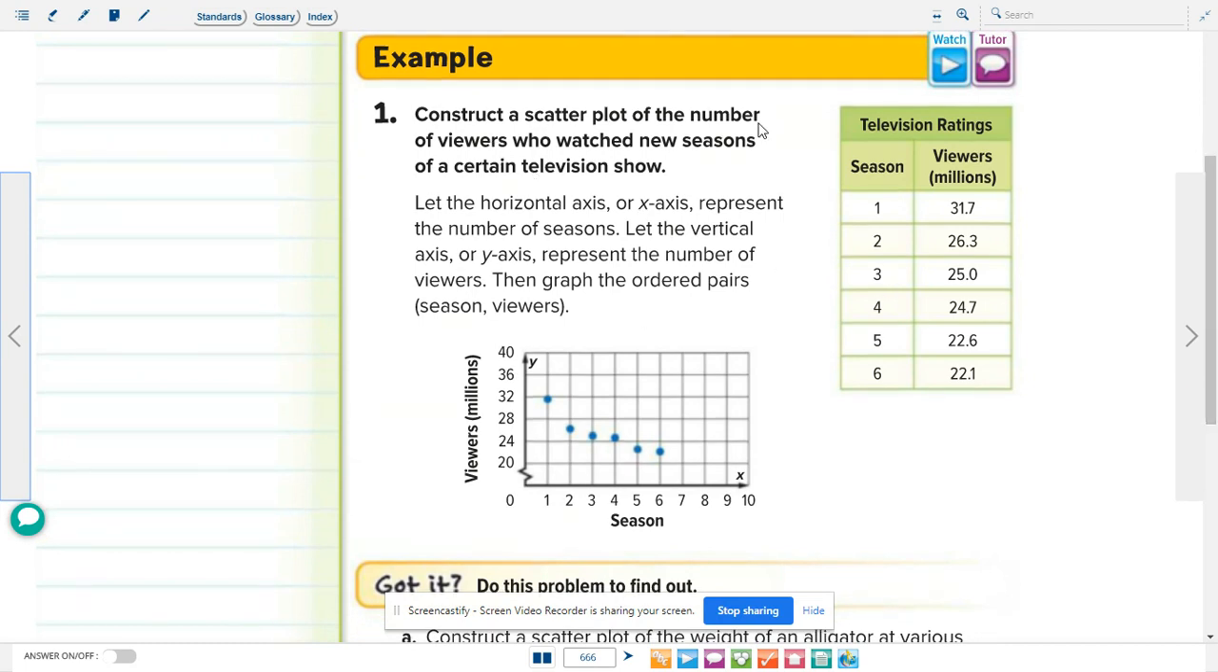So construct a scatter plot. Well, if you look at these two variables here, we have the season and then the viewers in millions.